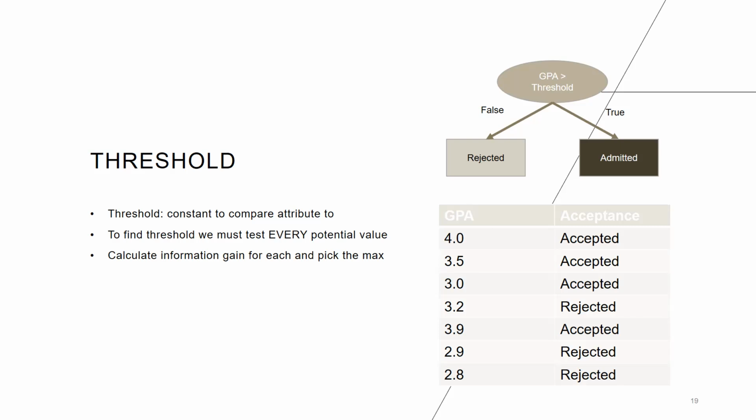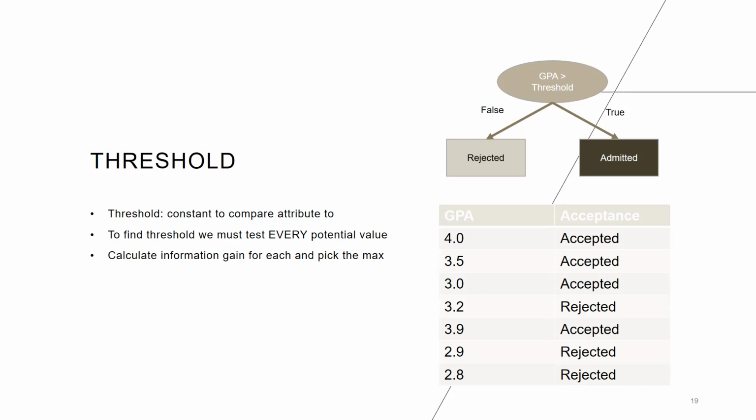Does someone want to give me a good threshold to use to split up the data to decrease entropy or have the most information gain? Yes. It's 3 or above. It's accepted, otherwise it's rejected. 3 or above. Yes. I mean, it's not a perfect method, because as we see here, 3.0 is accepted, but 3.2 is rejected, right? We're never going to get that perfect split, which is why we have the concept of randomness.